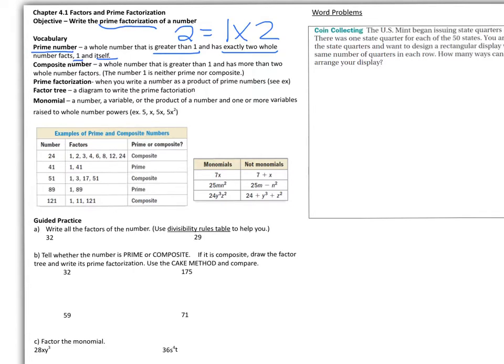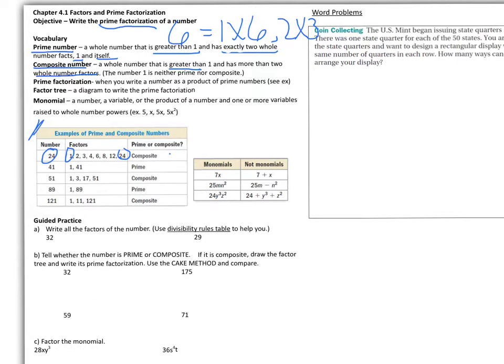A composite number is just the opposite. It is a whole number that is greater than 1 and has more than two whole number factors. So, for example, the number 6. We not only have the factors 1 and 6, we also have the factors 2 and 3. Therefore, 6 is a composite number. Let's take a look at this chart down here. 24 is a composite number because it has many factors other than 1 and 24.